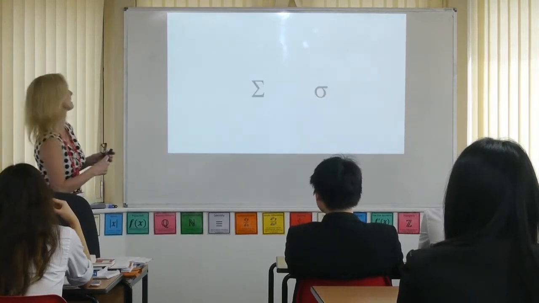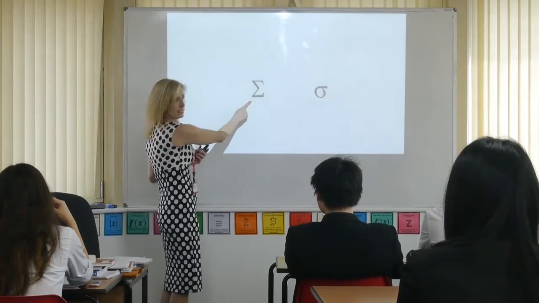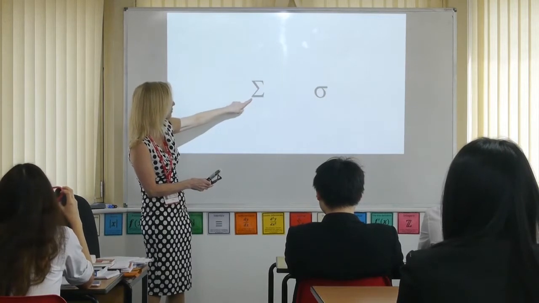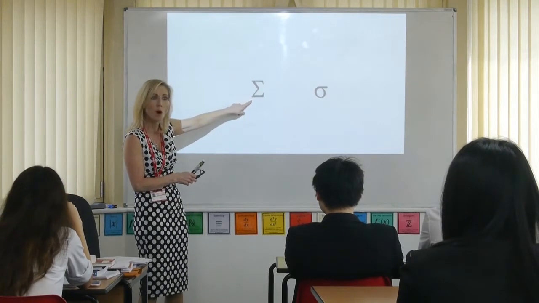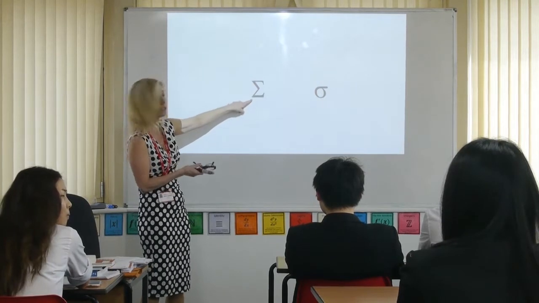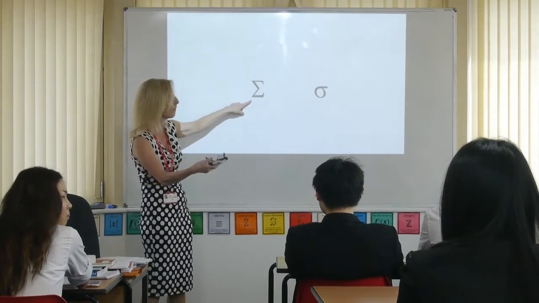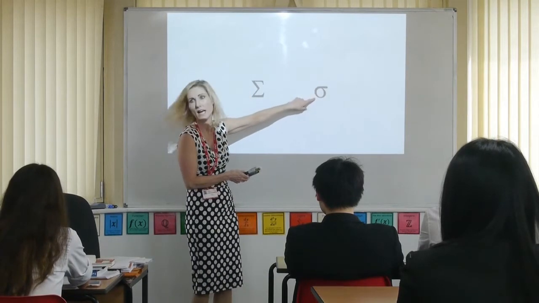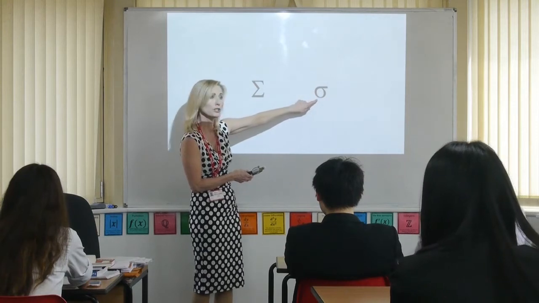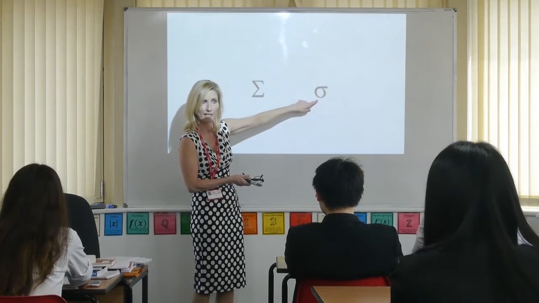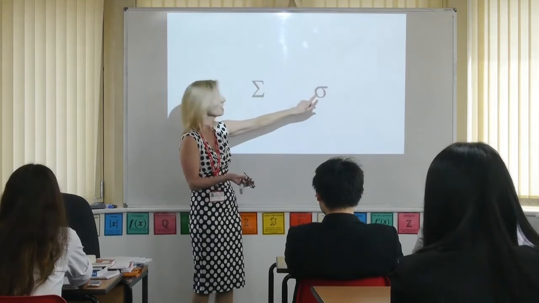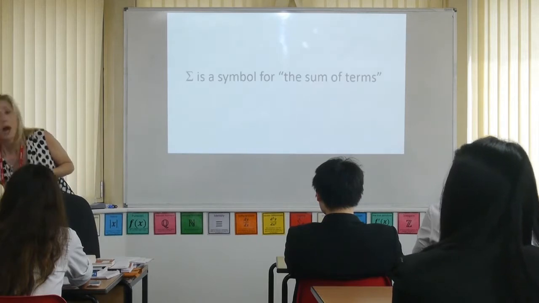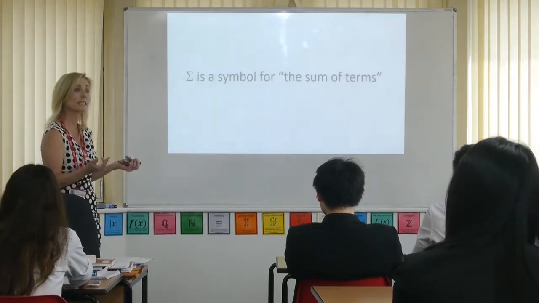If we look at the differences, this is the capital letter sigma and this is the small letter sigma. Now, this one is used in mathematics to represent the sum of. So it's a shorthand method of representing adding up a number of different things with similarities. We'll go on to have a little look at that in a minute. Whereas this one is used to represent the standard deviation value. So if we're referring to the standard deviation, this is the symbol that we can represent it as. Okay, so sigma is a symbol for the sum of terms.